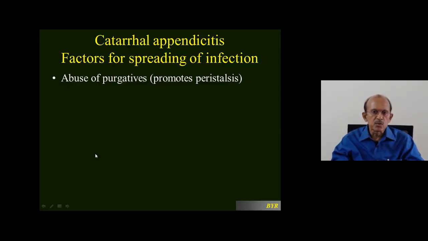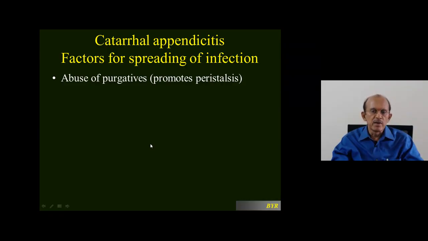What are the factors responsible for spreading of the infection? Number one, abuse of purgatives. What will happen? Usually the patient will have pain in the abdomen. So the patient says that he is having a lot of pain in the abdomen. Someone in the house will say, this is indigestion pain. People always feel that pain can come because of constipation. They call it indigestion. So how to relieve indigestion? By purgation. So they give a purgative.